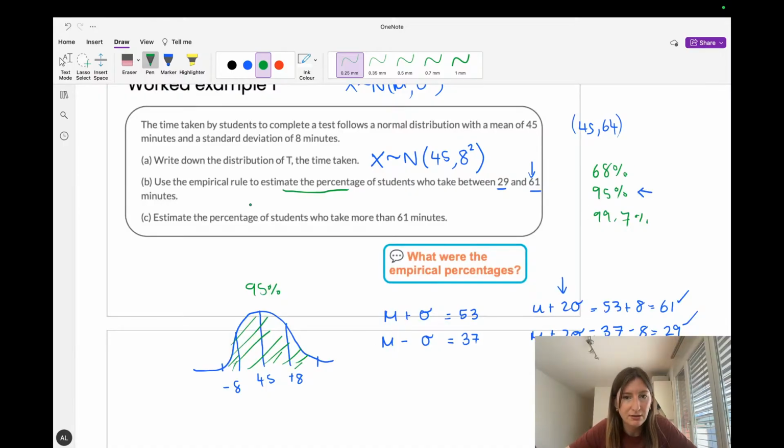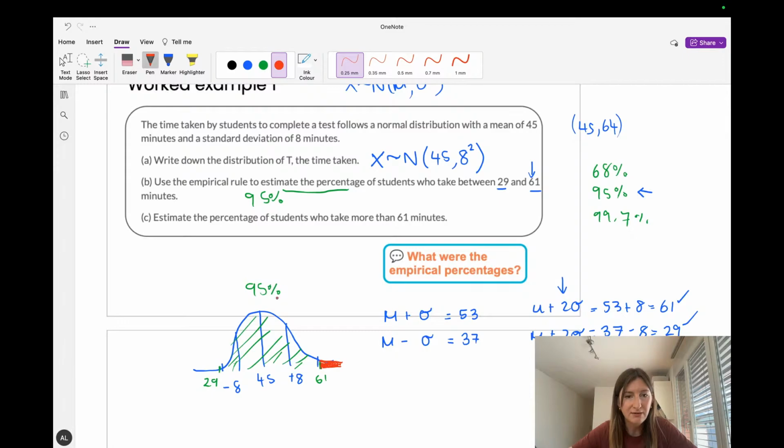So there we have it. That was the answer. 95% of the data of students take between 29 and 61 minutes. So on our scale here, at our 2 standard deviations, we'd have 61 and 29. Now, estimate the percentage of students who take more than 61 minutes. Okay, that is more than 61. That was 2 standard deviations. This part here, that little part, the rest. So what percentage is lying there?